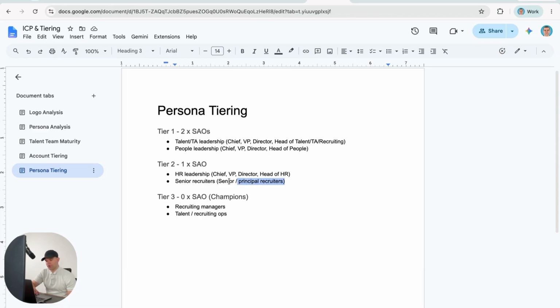We've got senior recruiters in tier 2 as well. And then for tier 3, we've got more the recruiting managers, the talent recruiting ops. They're not going to count as a sales accepted opportunity, an SAO, but they might be someone that's good to get the foot in the door with to penetrate into a tier 1 or tier 2 persona. So we've got all of the account tiering, the persona tiering based off real data.